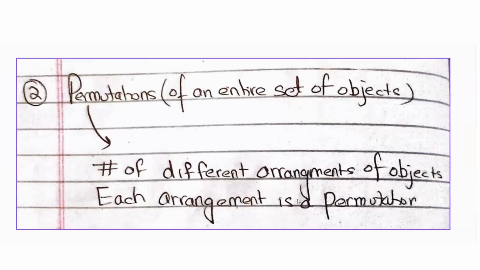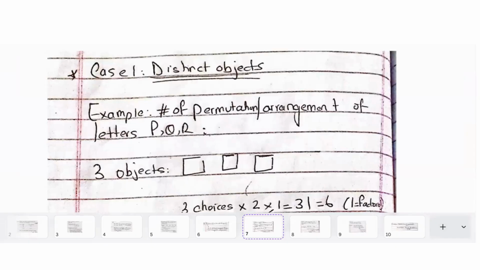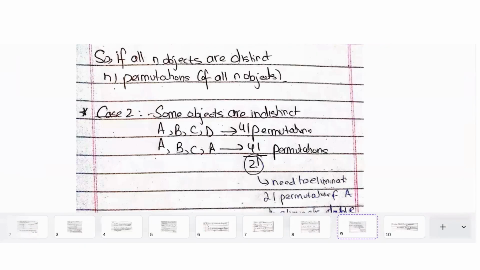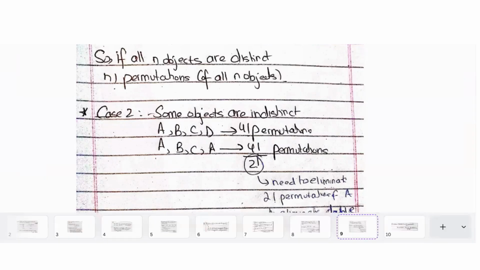So when we're looking at permutations of an entire set of objects, permutation simply means the total number of arrangements of this set of objects. The two cases here: all objects are distinct, in which case, if you have n distinct objects, then the total number of arrangements or permutations is n factorial of all those n objects. And if some objects are indistinct, then you have to account for the permutations of those indistinct objects to avoid double counting.